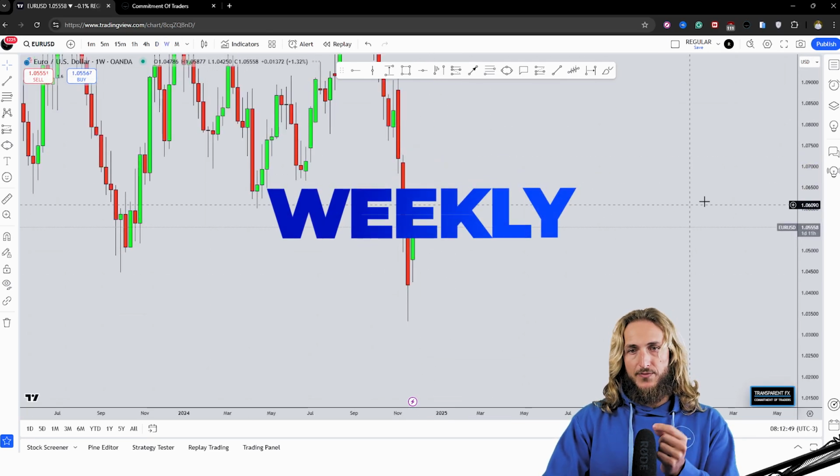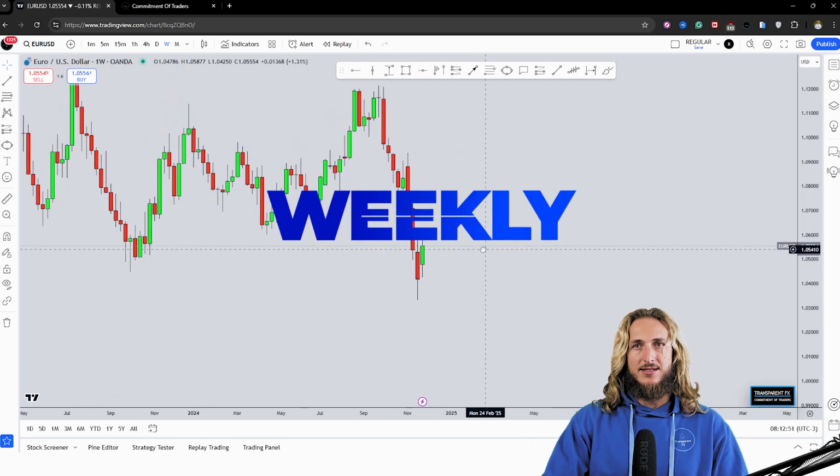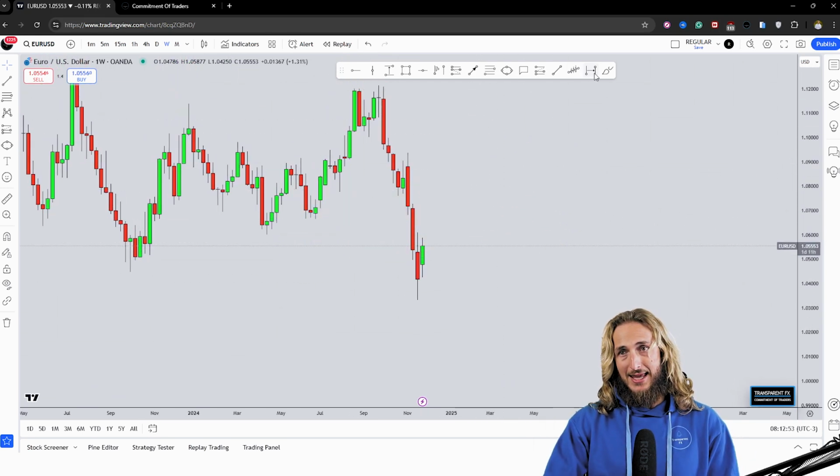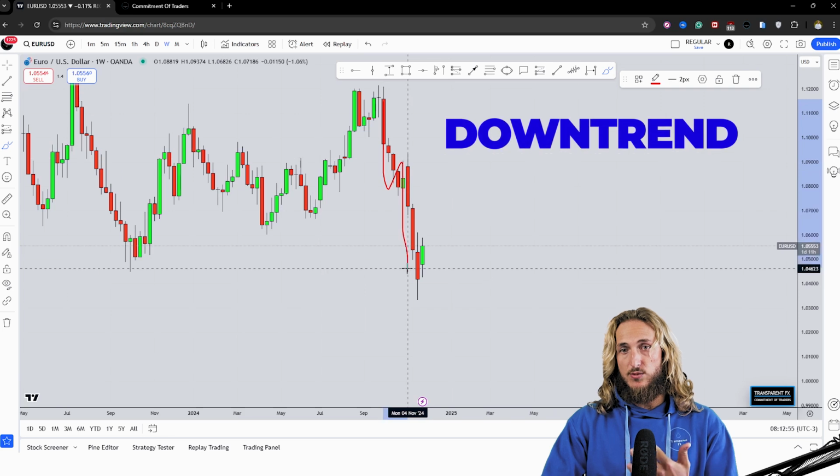Now, also, this zone here on the weekly is resistance. It is the lower high scenario in the case of this weekly downtrend, as we have just identified.